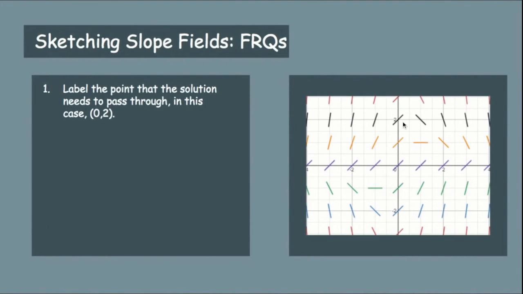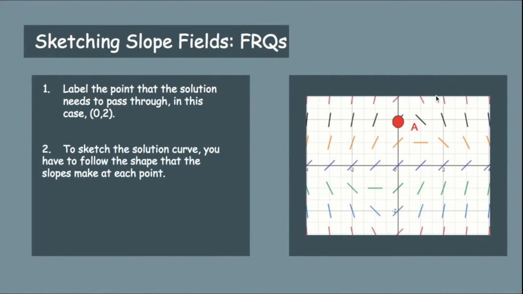So, to start this off, we should label the point A, which will be at 0, 2, like the question stated. And then to sketch the solution curve, you pretty much need to follow the shape that the slopes are making. So this line follows the shape of all the slopes, roughly.